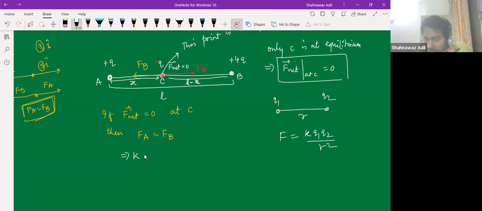FA is equal to K Q1 Q2 by R square. What is Q1? This point is A, this is C. So what is Q1 here? That is Q. What is Q2? That is Q. So K Q Q divided by the separation between A and C, R.